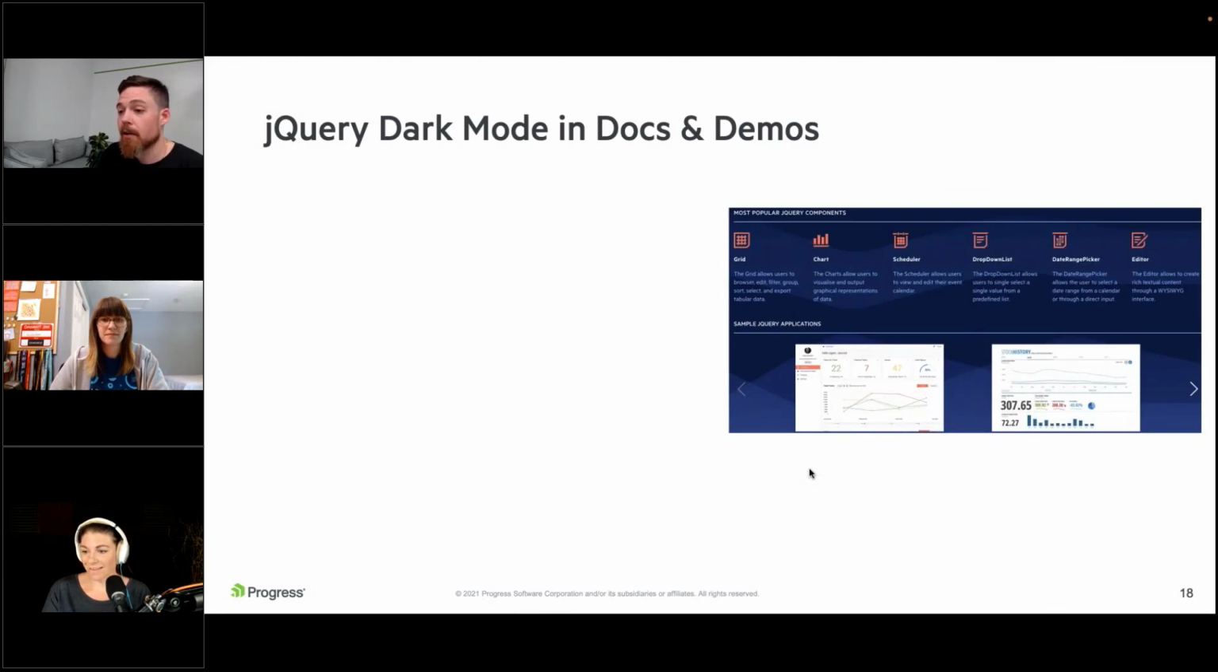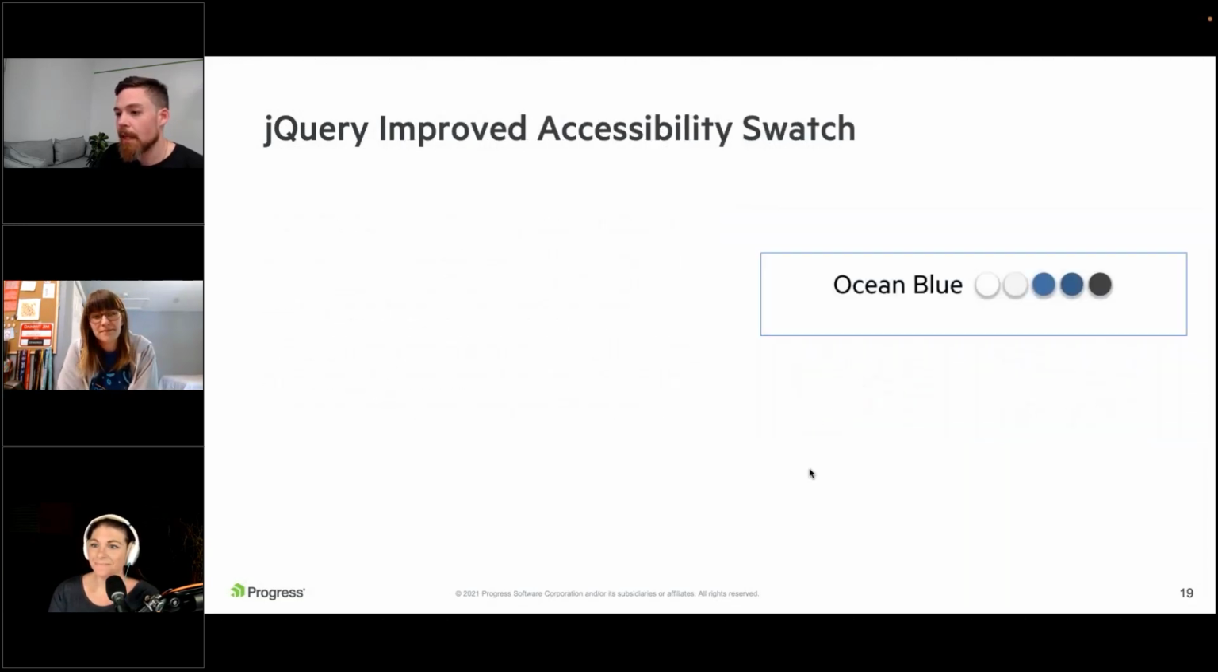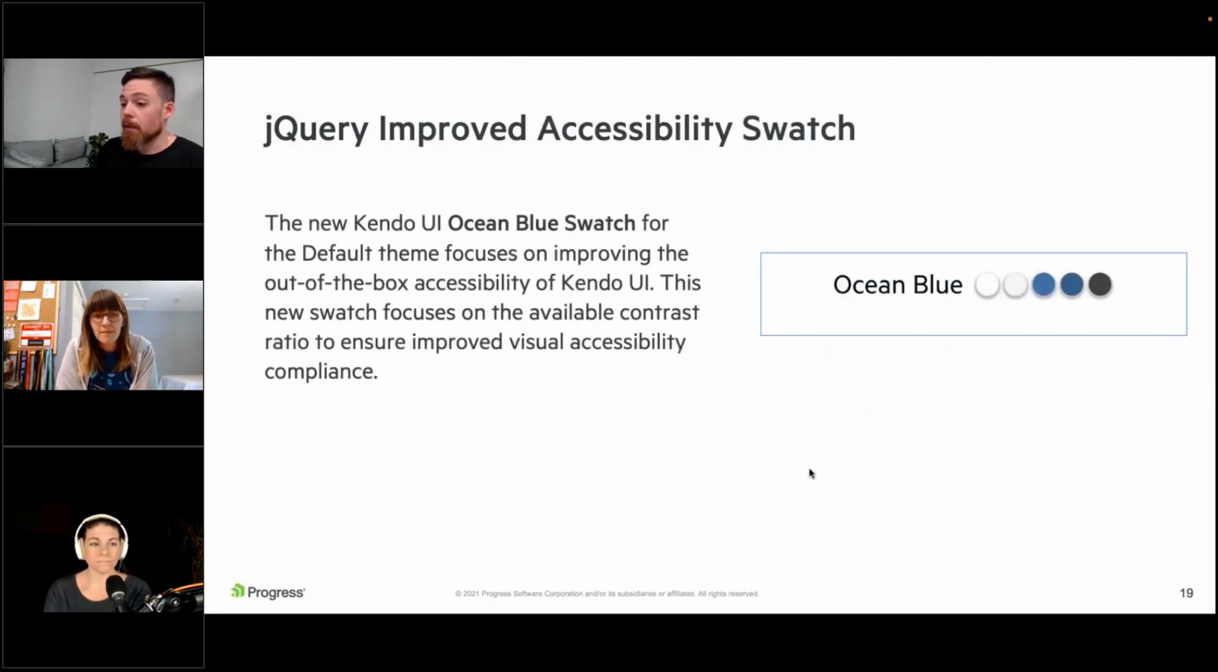Now, jQuery also got the dark mode in the docs and demos. So in the Angular and the React world and in the Vue world, the docs and demos are combined. On the jQuery side of things, we have the demos separate from the documentation, but in both places we were able to add dark mode with this release. So if you prefer dark mode, like I do, even my full operating system is set to dark mode, then you can go ahead and toggle that on and off very easily using that moon and sun little toggle that we have in the documentation, which we can also showcase as we have a chance to jump over to the demos. And now we also have the improved accessibility swatch.